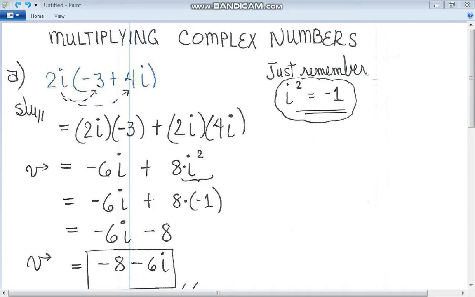Let's multiply complex numbers. The main thing to remember is right here. We want to always remember that i squared should always be simplified to -1. So we have 2i times (-3 + 4i).